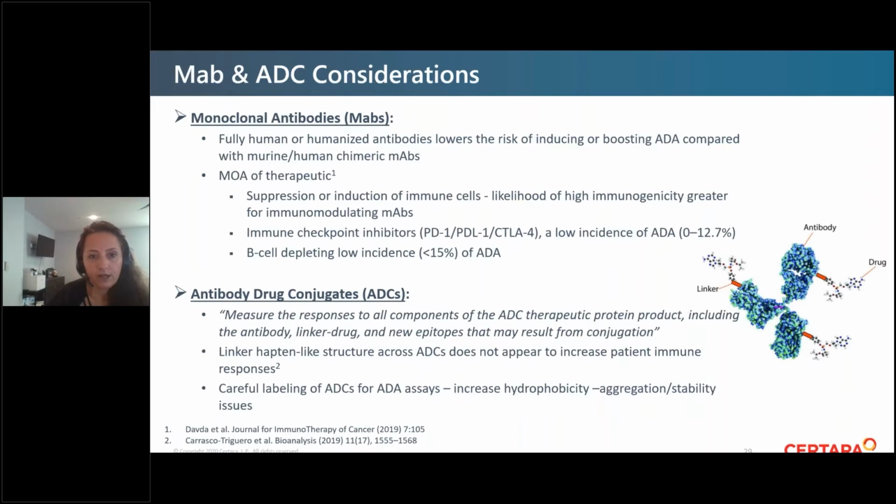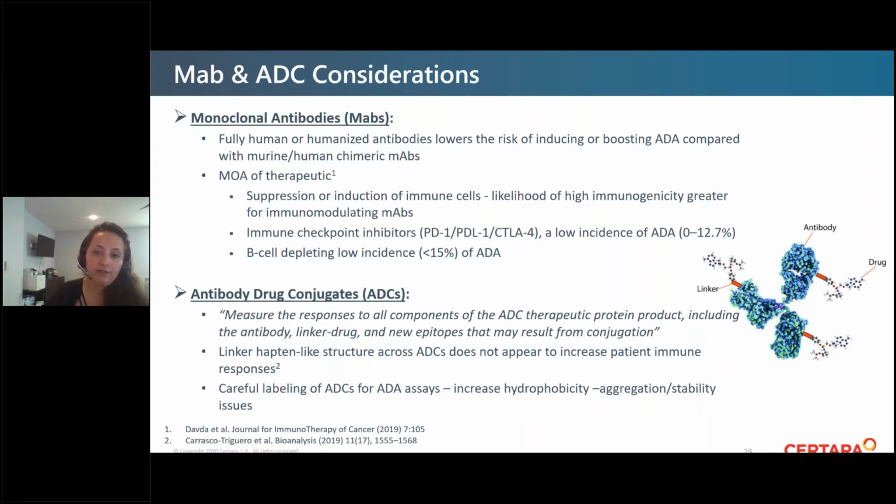From the literature, immune checkpoint inhibitors, which are stimulating the immune system, tend to have a low incidence of ADA. So, from what I've seen, just because you're stimulating the immune system, you're not necessarily getting a higher incidence. And I think it comes down more to how immunogenic the CDR region of that monoclonal antibody is for patients. And definitely, B cell depleting antibodies have a low incidence of ADA.